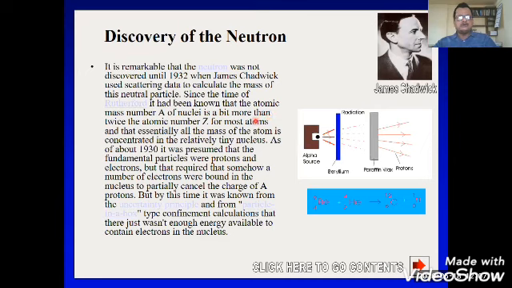Then the discovery of the neutron took place in 1932, long after the discovery of the electron and proton. James Chadwick discovered the neutron not by a cathode ray experiment but by bombarding beryllium with alpha rays. Beryllium was converted to a carbon nucleus and some neutral particles emerged, and these neutral particles were called neutrons.